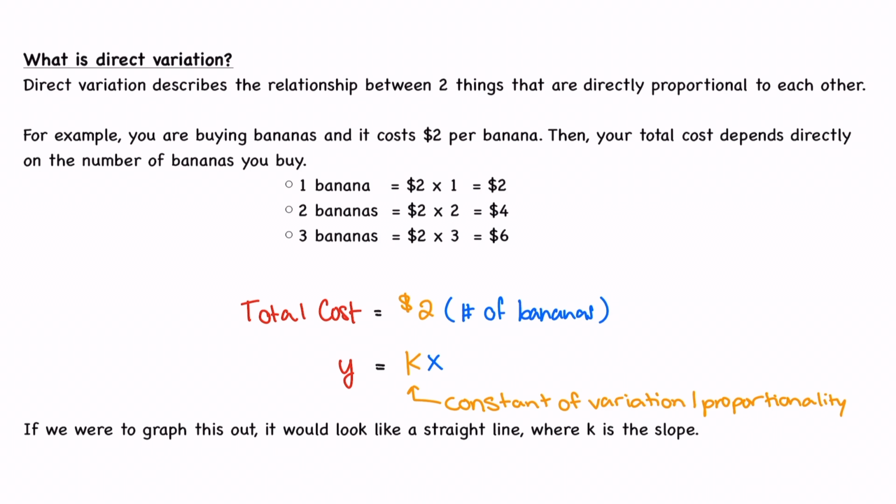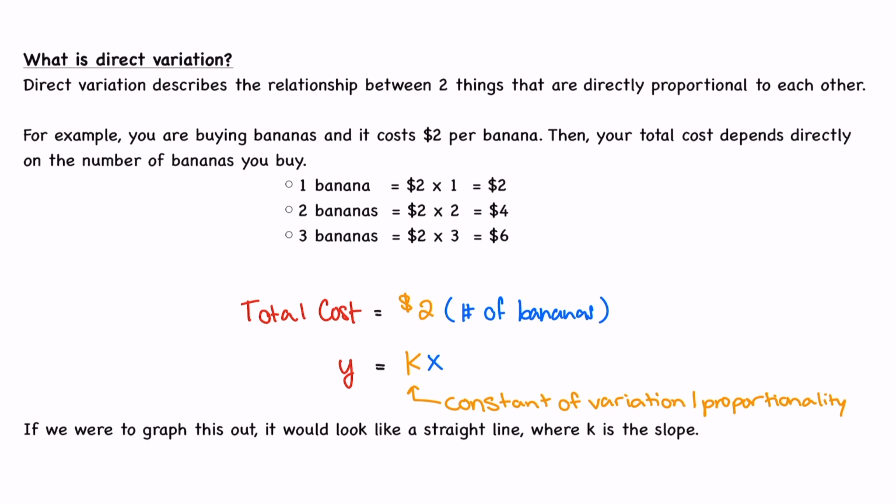So what is direct variation? Direct variation describes the relationship between two things that are directly proportional to each other. For example, you're buying bananas and it costs $2 per banana. Then your total cost depends directly on the number of bananas you buy.